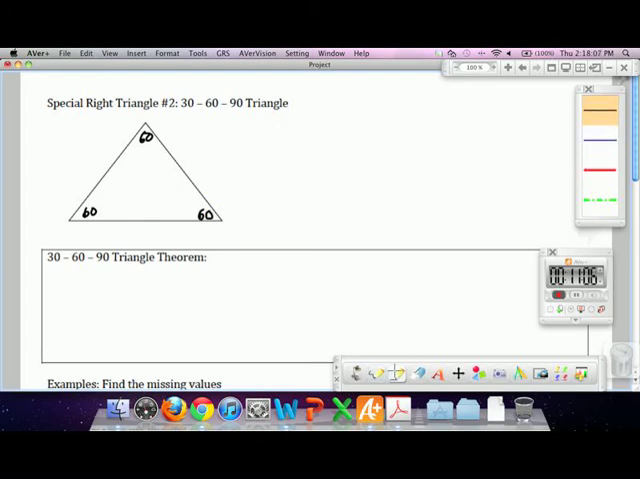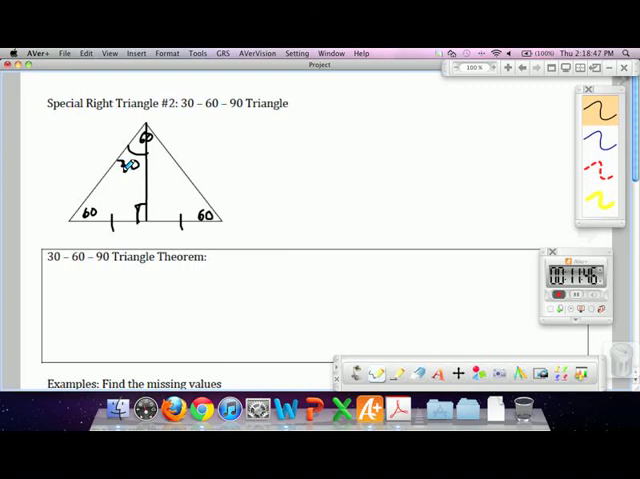I take an altitude and drop an altitude down. We divide this 60, 60, 60 equilateral triangle into two parts. And what's nice is that an altitude of an equilateral triangle is also a perpendicular bisector. So we cut this side into equal parts, and we get a nice right triangle. How long is this piece of our now half of 60, or 30, 60, 90 triangle?